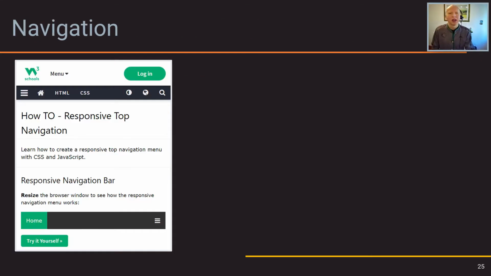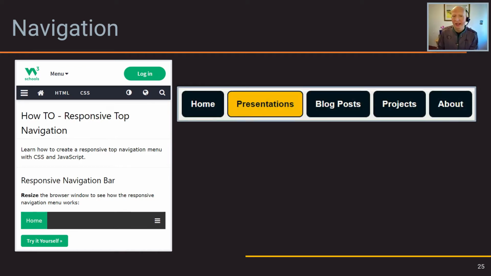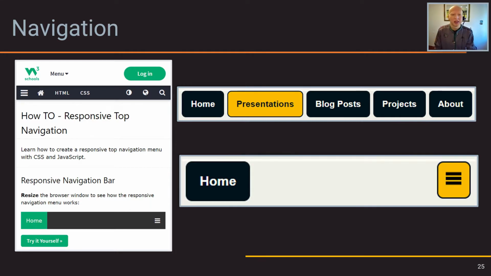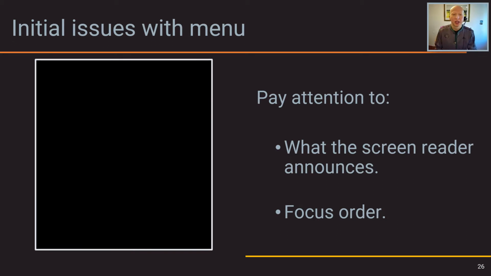On to navigation. Now, I followed this guide from W3 Schools on implementing a responsive navigation menu. Now, my site is really basic and simple. There's only 5 links in the menu, and on a smaller screen, a hamburger button is used to reveal the menu. Using the method was a good way to identify what was missing.